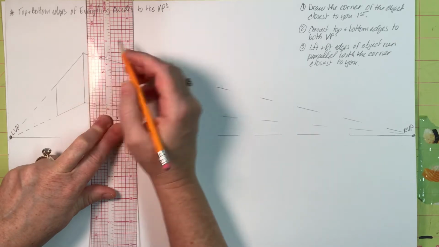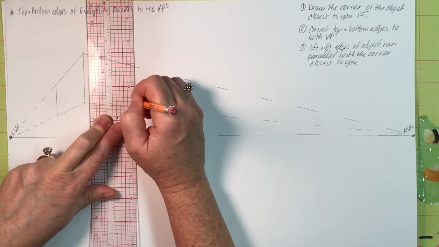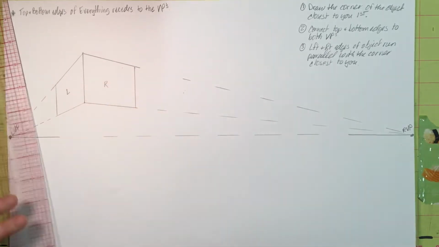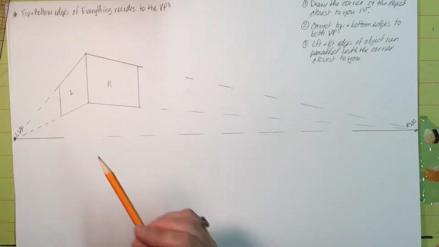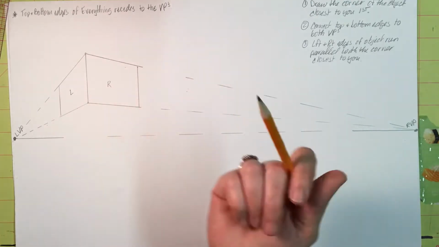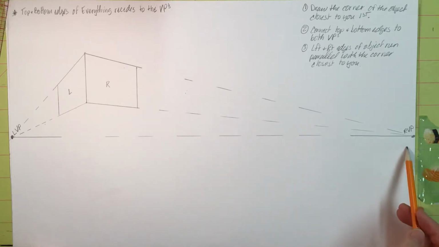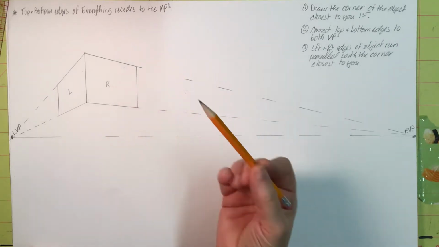Again, I'm making sure that the ruler runs parallel with the corner. So there's the left, the right. Now the last thing we need to show is the underneath side of the cube, right? And anytime anything is above our line of vision, we can see underneath.